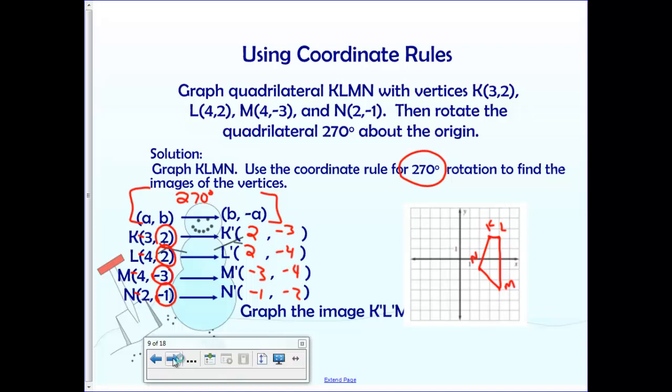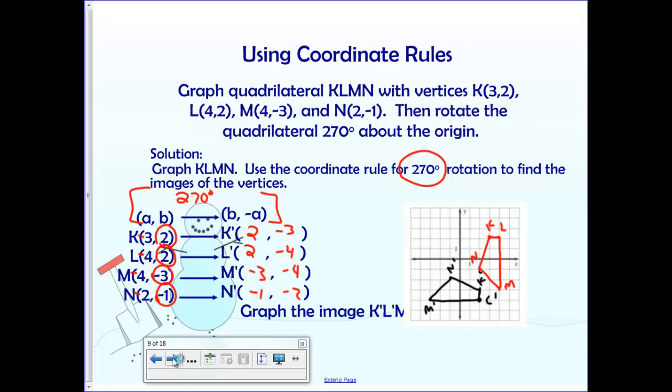And we have K prime, L prime, M prime, and N prime. It's the image, the new figure. So if we plot these points, K prime is at (2, negative 3). L prime is at (2, negative 4). M prime is at (negative 3, negative 4). And N prime is at (negative 1, negative 2). And this should be L prime.